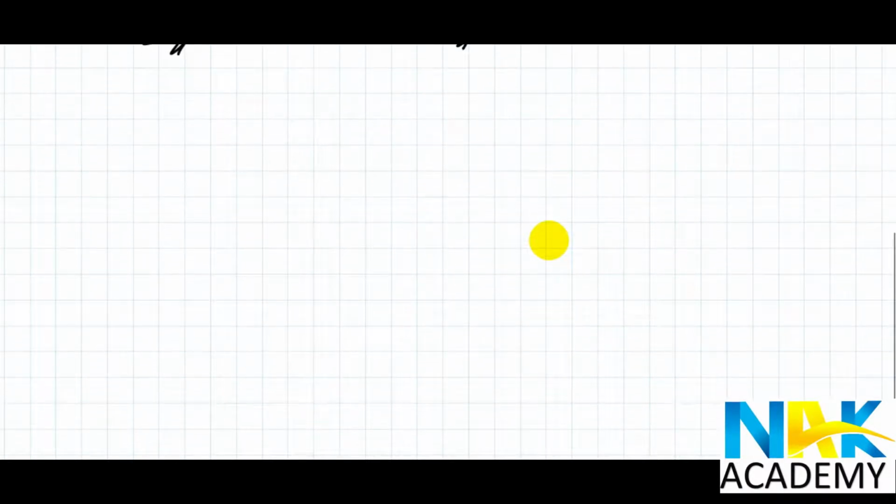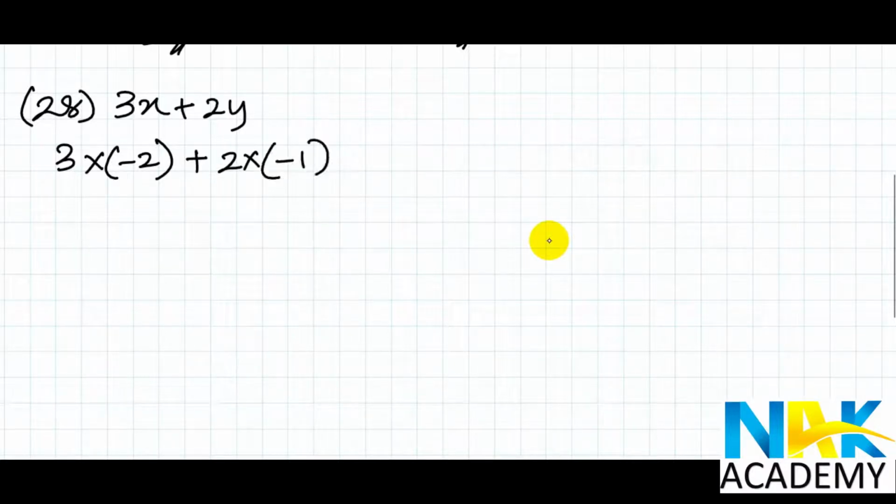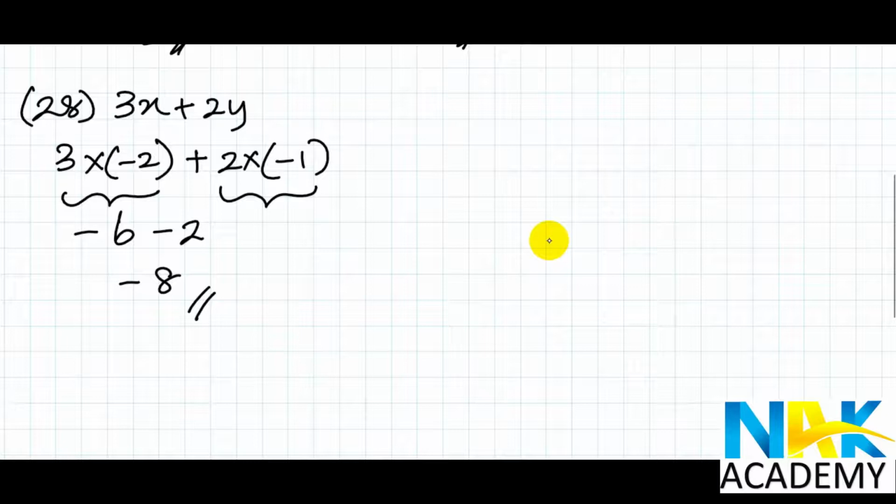Let's go to question number 28. My question number 28 is 3x plus 2y. We know the value of x is given as -2. So I replace that value, and the value of y is equal to -1. Since it is a negative value, I mention it within brackets. Again plus multiplied by minus is minus, 3 multiplied by 2 is 6, again plus multiplied by minus is minus, 2 multiplied by 1 is 2. Eventually the final answer is -6 minus 2 is equal to -8.